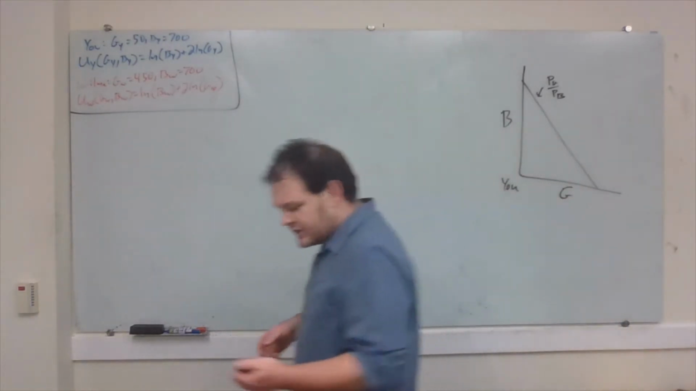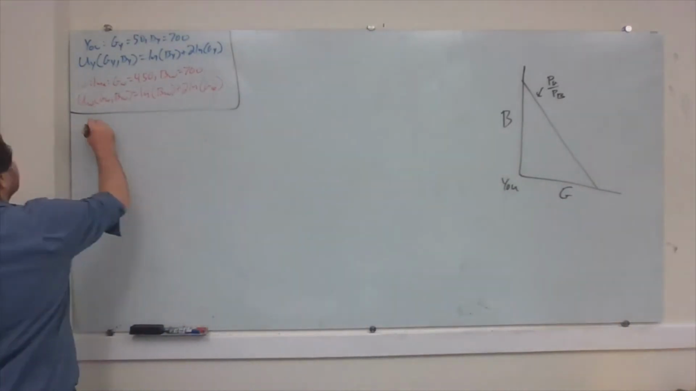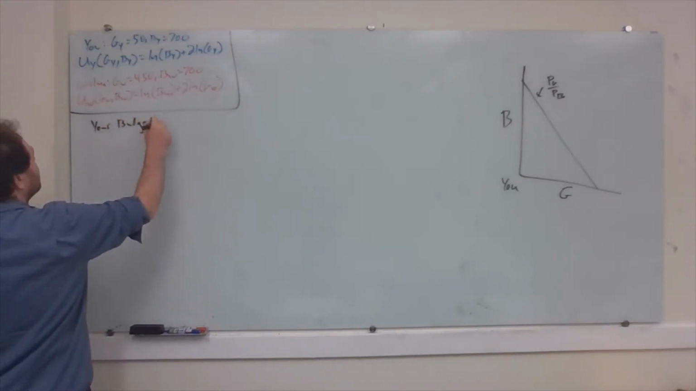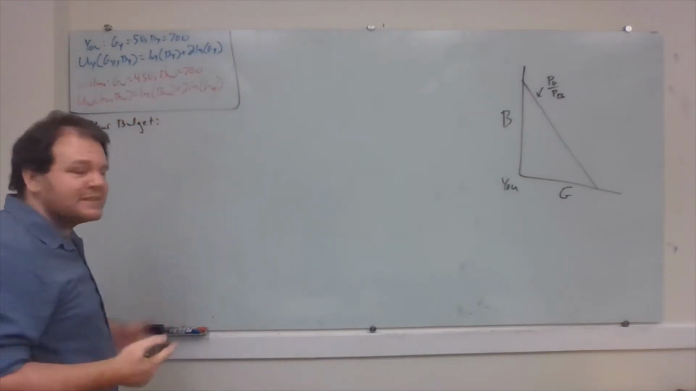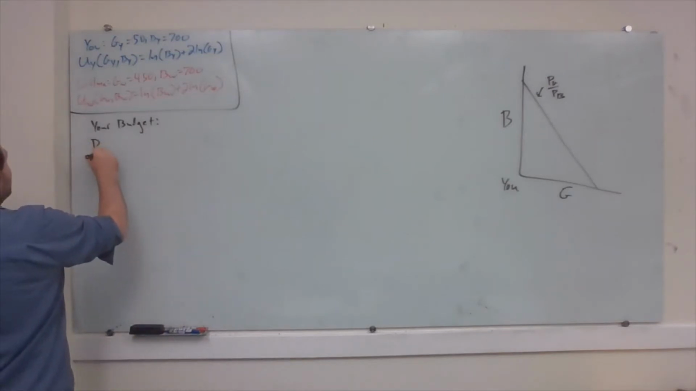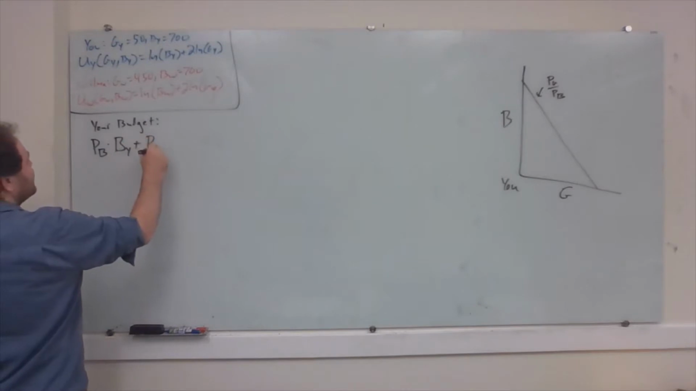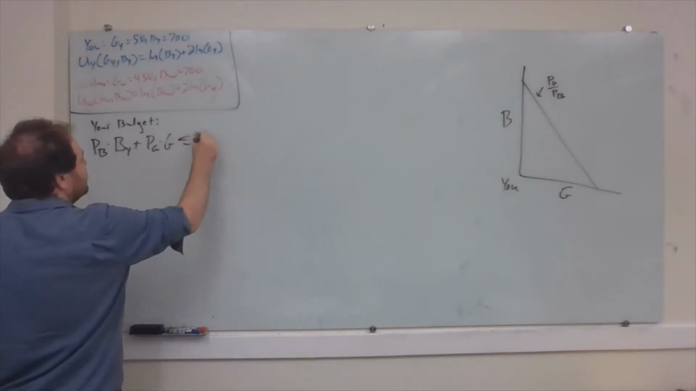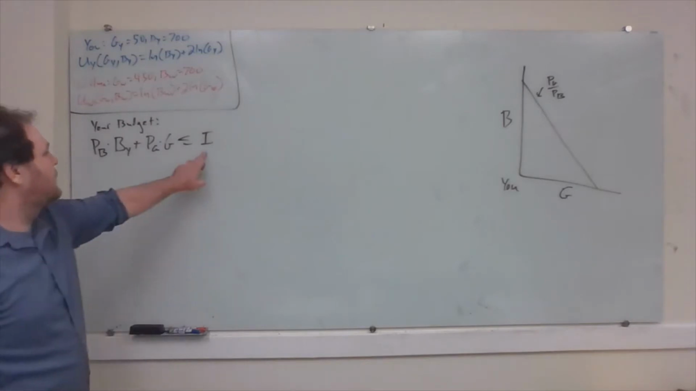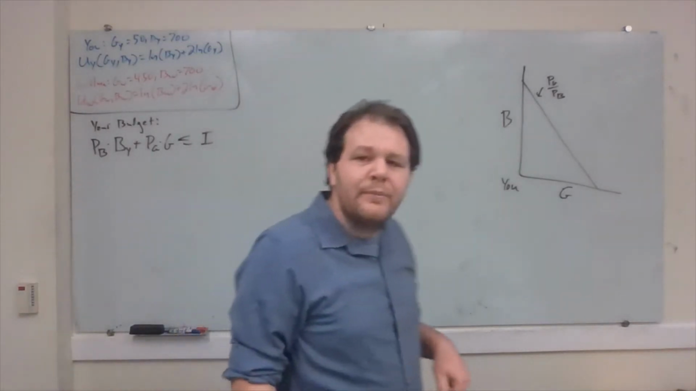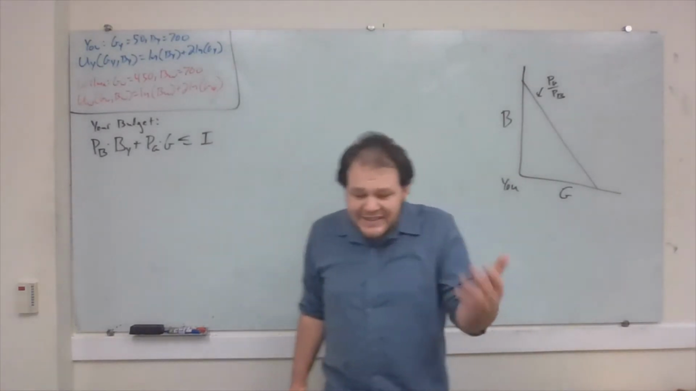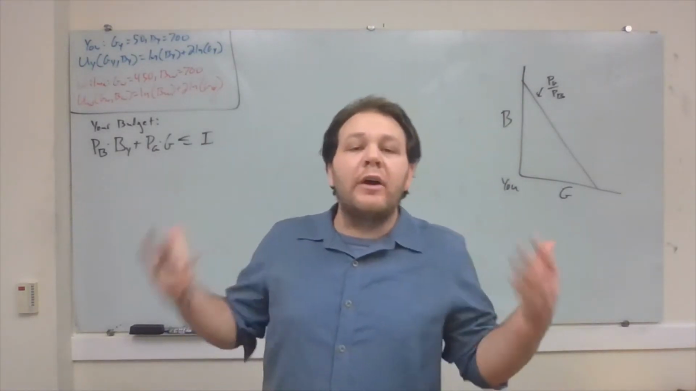Well, I'm going to say your budget's going to be, on one side, on the consumption side, it should just be the price of beefaroni times the amount of beefaroni you buy, plus the price of Gatorade times the amount of Gatorade you buy. Right? It has to be less than or equal to your income. So the only question is, what's your income? Right? How much beefaroni and Gatorade can you afford?